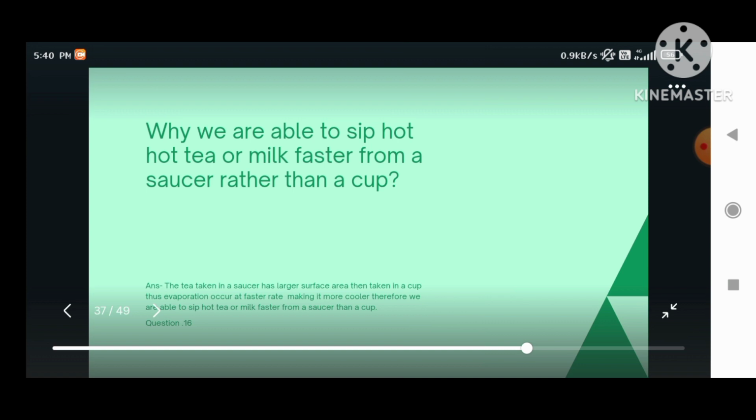Why are we able to sip hot tea or milk faster from a saucer rather than a cup? The tea taken in a saucer has larger surface area than that taken in a cup. Thus, evaporation occurs at a faster rate, making it cooler. Therefore, we are able to sip hot tea or milk faster from a saucer rather than a cup.